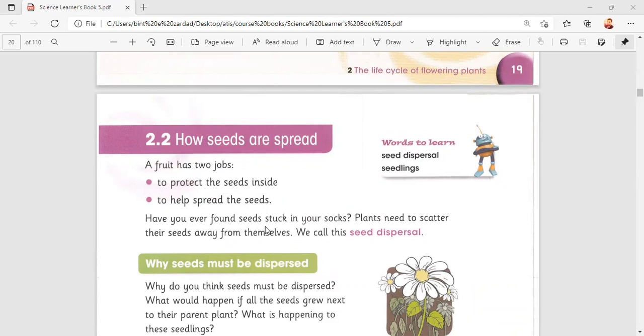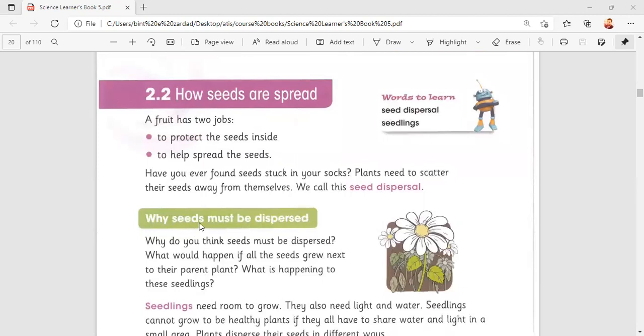So fruit also helps to spread out the seed. Have you ever found seeds stuck in your socks? Obviously, when you're walking in the park or playing on the ground, in a grassy place, you can find different kinds of seeds stuck in your socks. We call this seed dispersal, with the help of animals, humans, birds, or water. So there are a lot of methods to disperse or spread out seeds. So why must seeds be spread? What's the reason why they need to spread out or disperse?